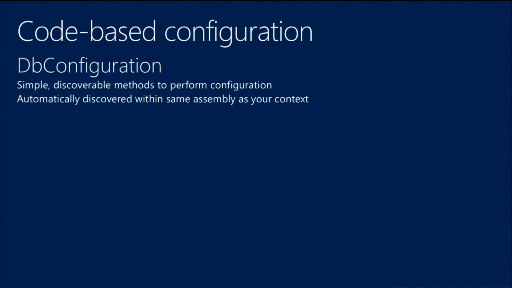There's two things that we added for DB configuration. The first is you just create a class that inherits from DB configuration inside the same assembly as your context, and then Entity Framework will find it, and it will do whatever you say inside the constructor of that configuration class. Now, that's how we expect sort of 95% of people to do the code-based configuration.